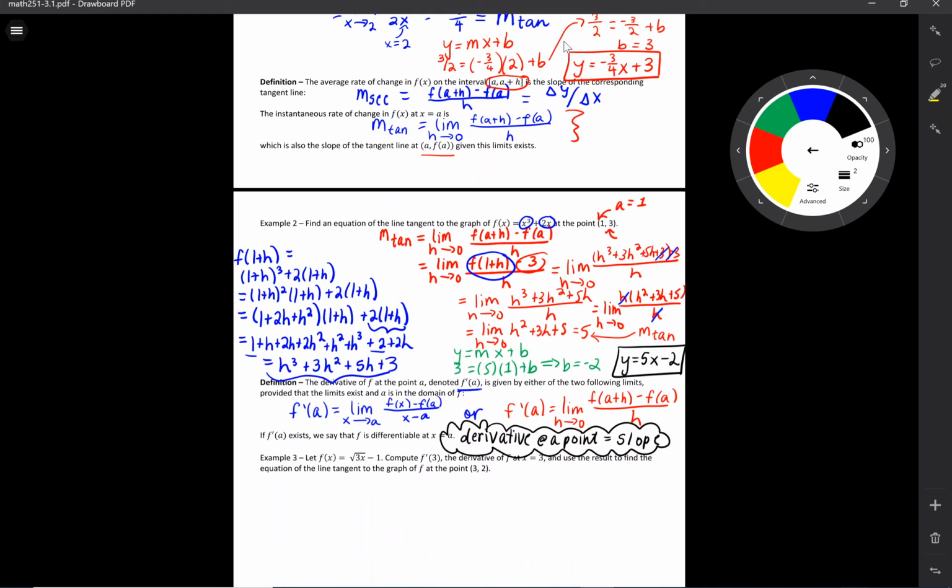So for example, if I had a straight line as a function and I was asked to find the derivative, I could just compute the change in y over change in x. That's my slope of my line, right? That's the derivative. It's just the slope. All right, we have a couple more examples.